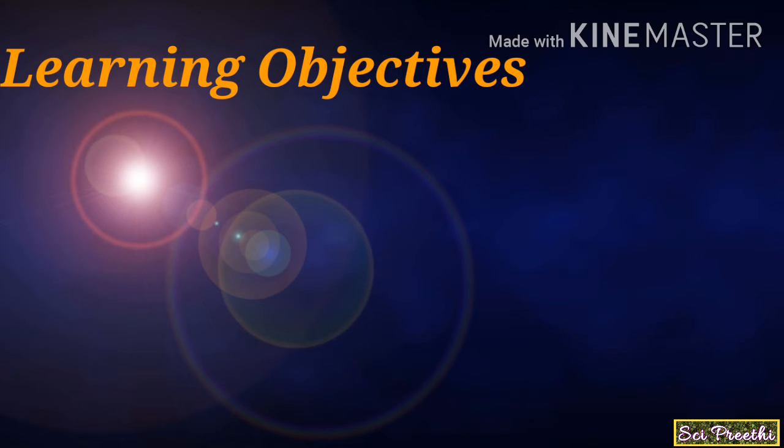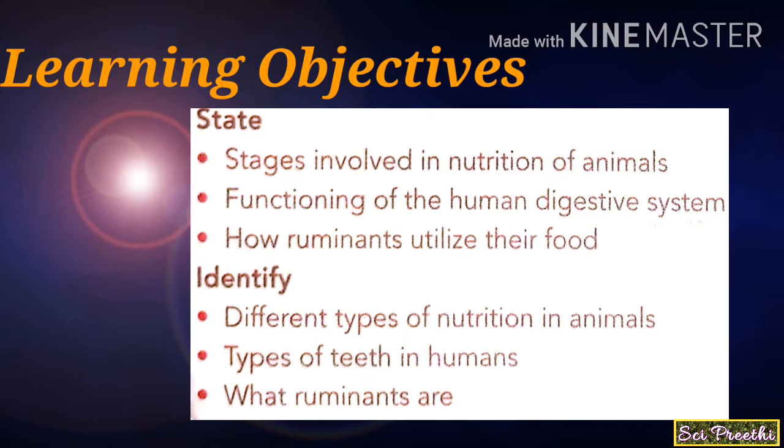Learning objectives. State the stages involved in nutrition of animals, the functioning of the human digestive system, how ruminants utilize their food, and identify different types of nutrition in animals, types of teeth in humans, and what ruminants are. These are the learning objectives we are going to learn in this chapter.